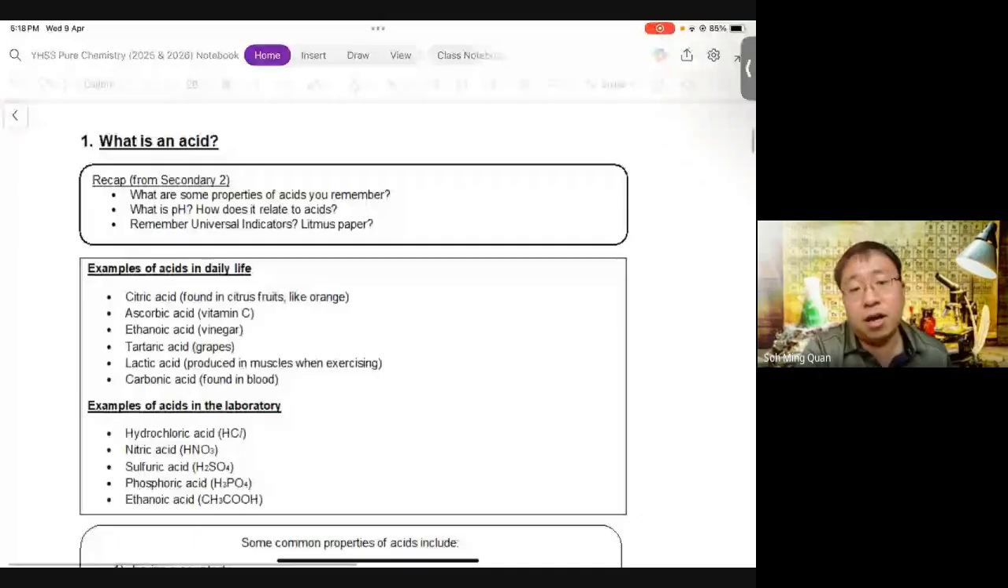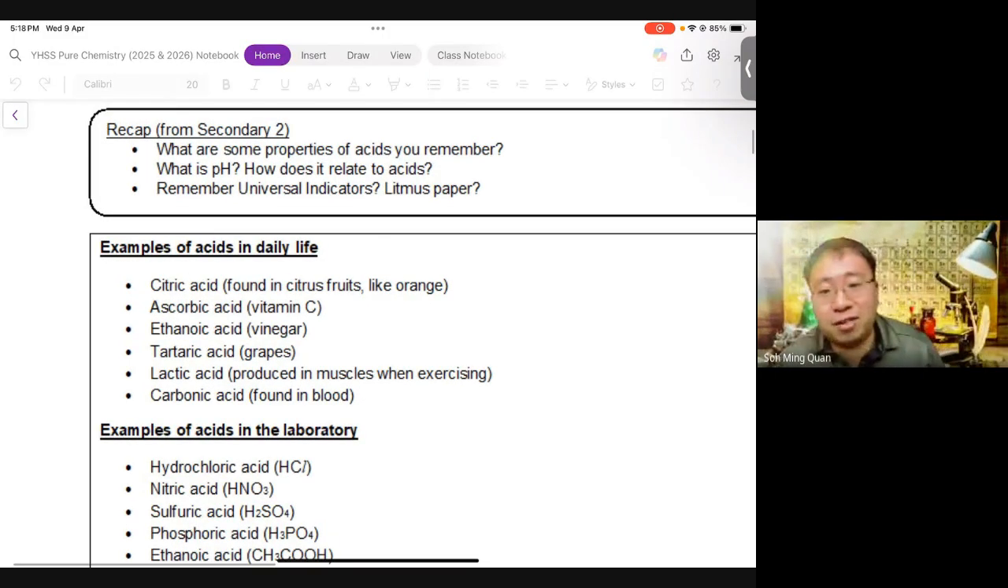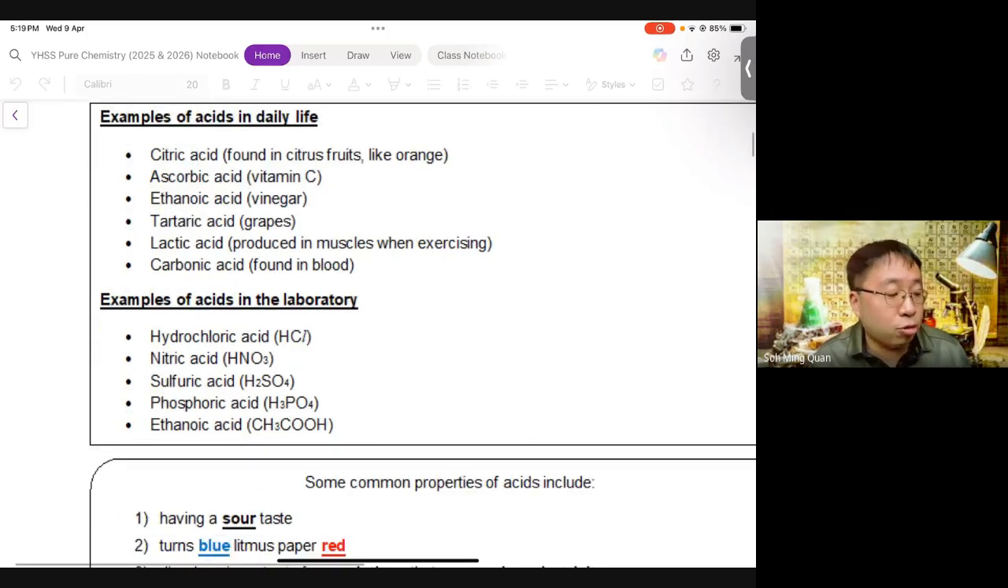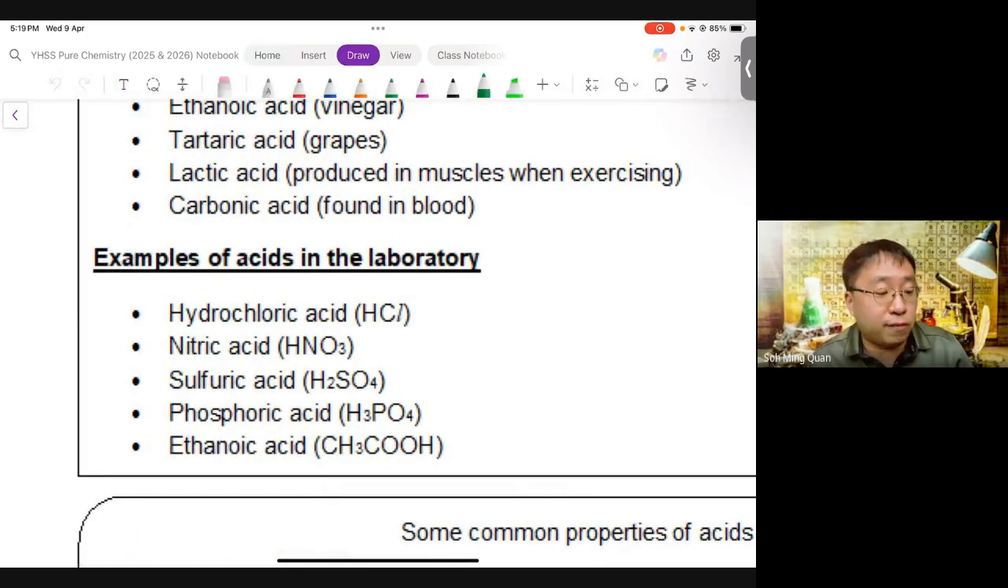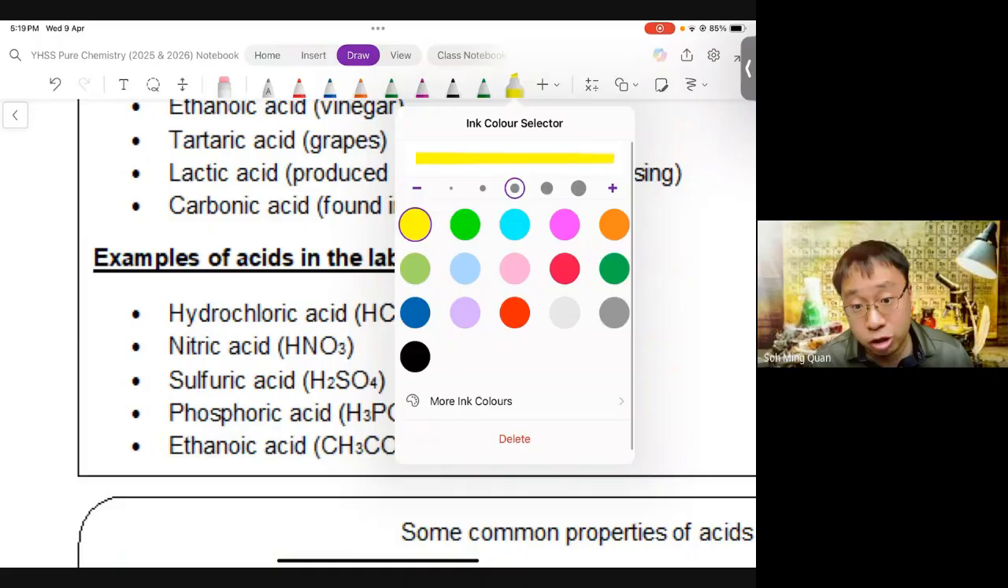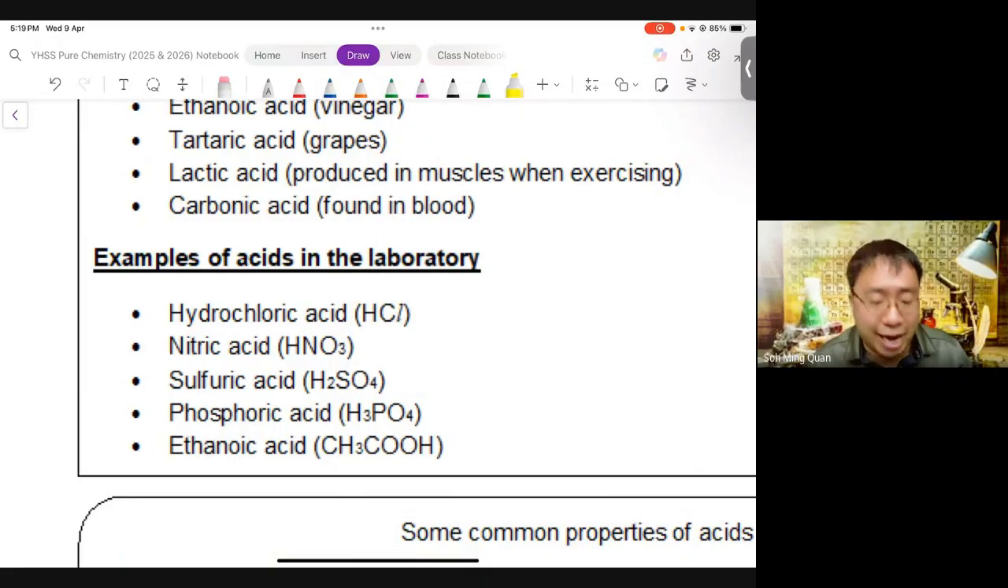First things first, from lower sec, you have learned what acids are, right? Some acids are commonly found in fruits. For example, oranges contain citric acid, vitamin C is ascorbic acid, vinegar is ethanoic acid. These are common acids found in food. However, we will need to know the formula of the acids found in the lab. So now we need to memorize the formula of the acids.